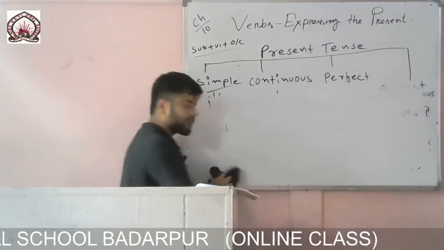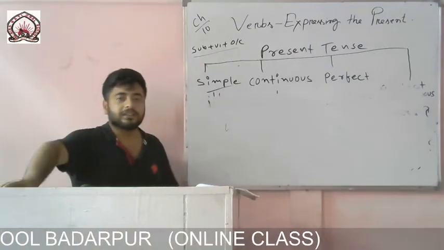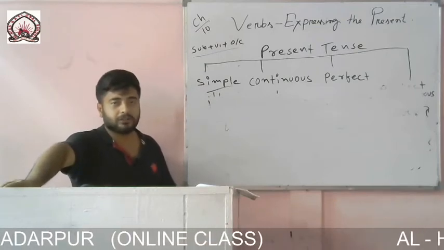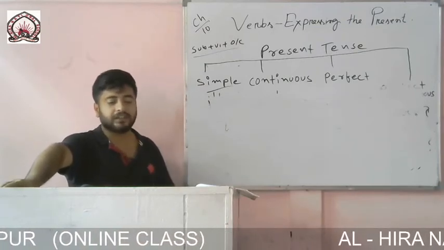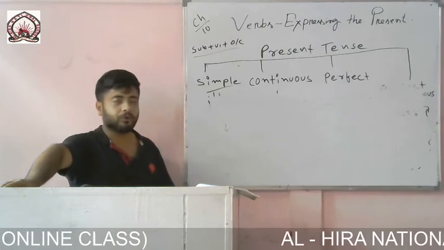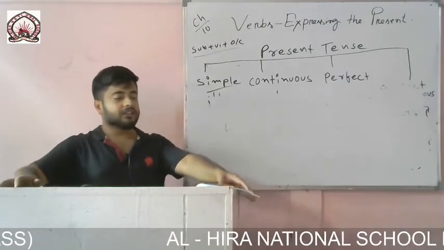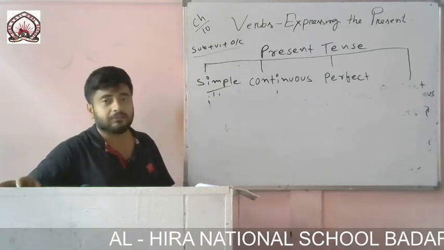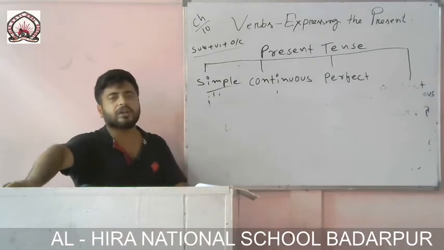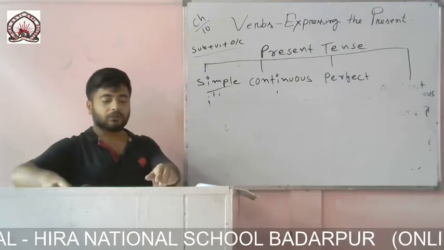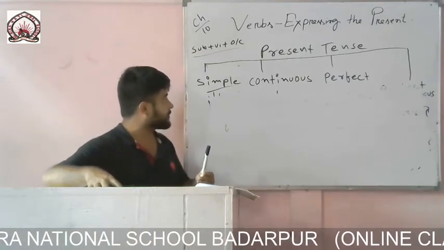In present continuous tense, we know that the action which is going on right now is present continuous. For example, I am teaching you, or I am discussing chapter number 10. The action is going on, so it is present continuous. What is the formation of present continuous?